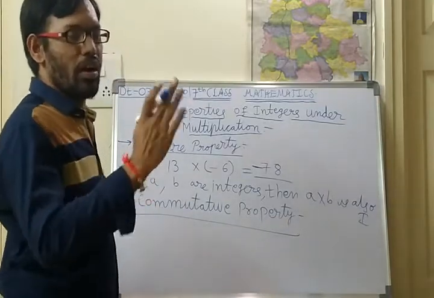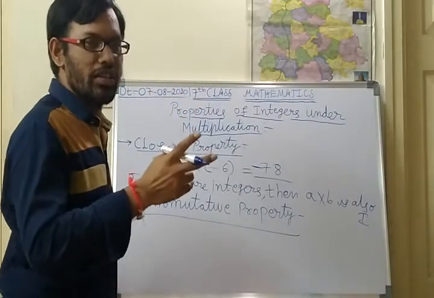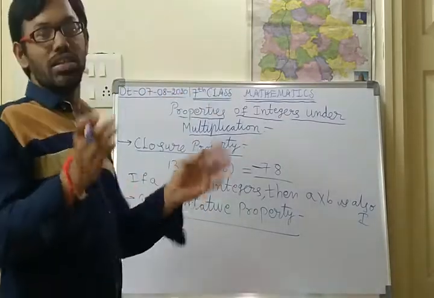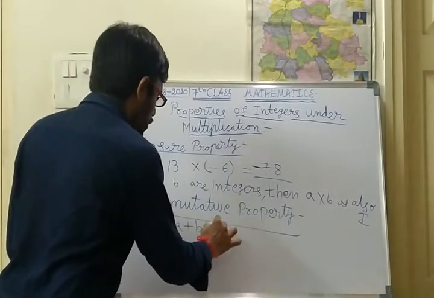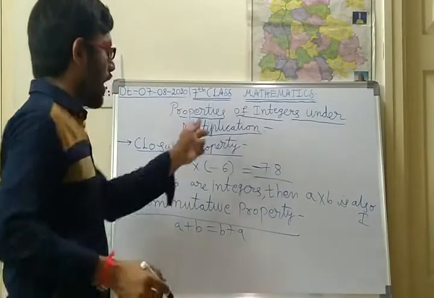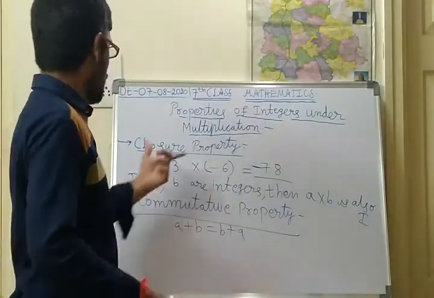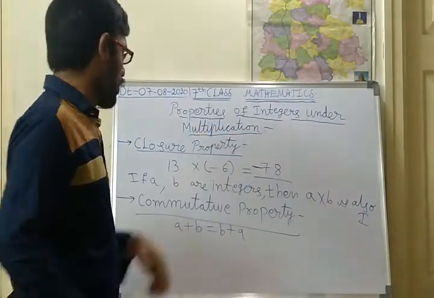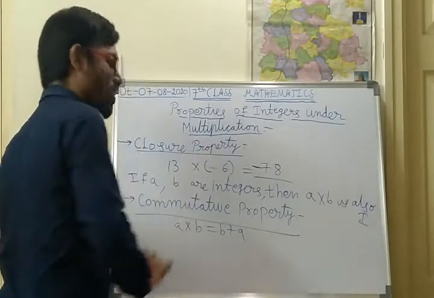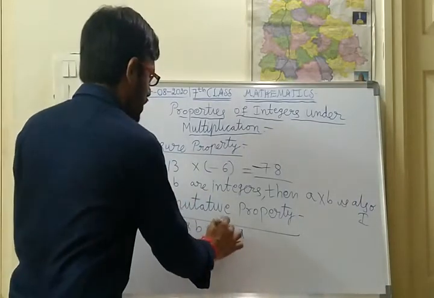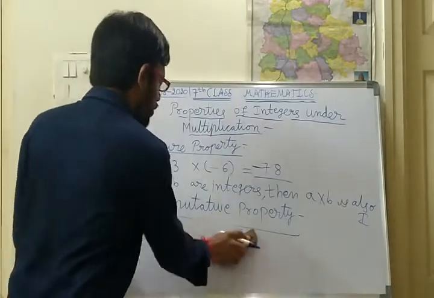If two integers are there, the addition of two integers is equal to the reverse addition of the two integers. That means a plus b is equal to b plus a. We have seen this in the addition properties of integers, the commutative property under addition. But now with multiplication, in place of addition there will be a multiplication symbol. Whether this is satisfied or not, we have to see.